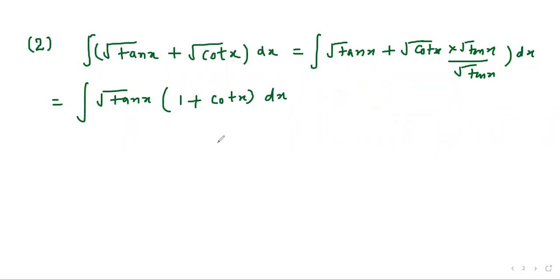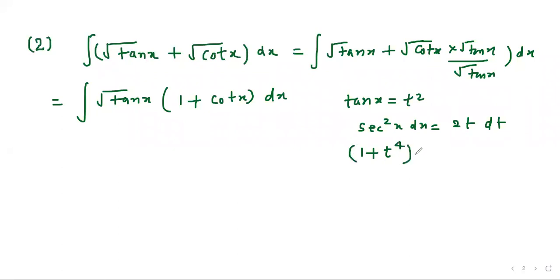Here we put tan x equal to t square. We differentiate it. So this will become sec square x dx equal to 2t dt. And sec square x is 1 plus tan square x. So 1 plus tan square x is 1 plus t power 4, times dx will become 2t dt, or dx becomes 2t dt divided by 1 plus t power 4.